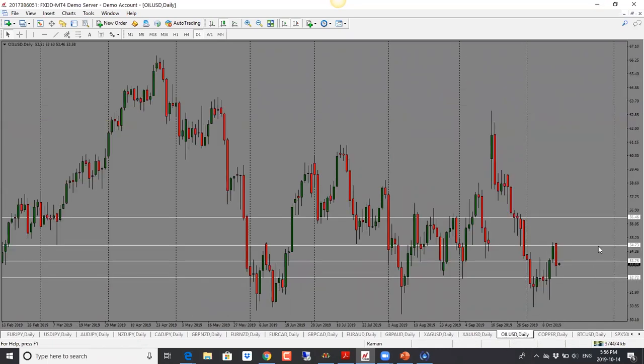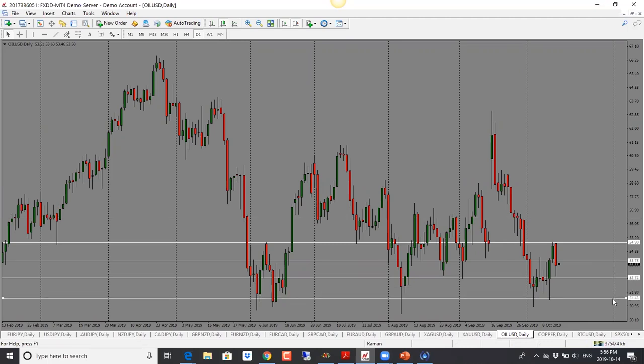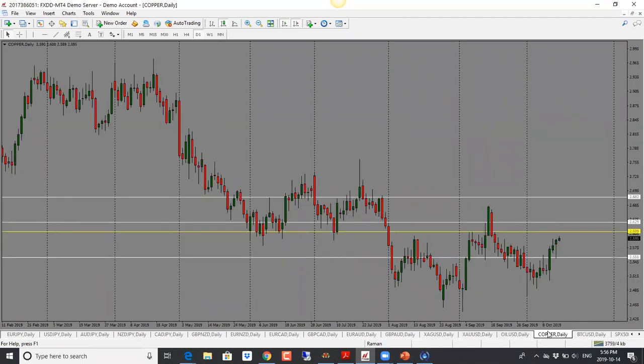Oil here, this one's looking bearish. We have a bearish engulfing candle close, so I would look for price to drop further here. The first target would be 52.80 and then 51.80. So bias is bearish for oil.